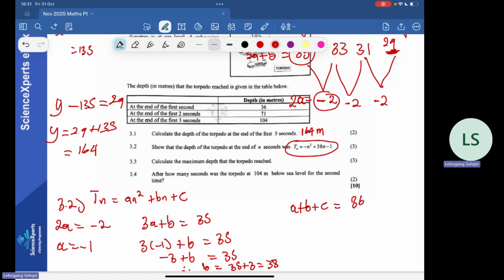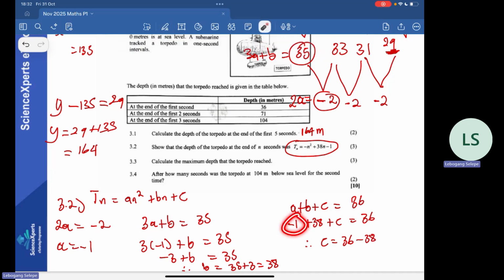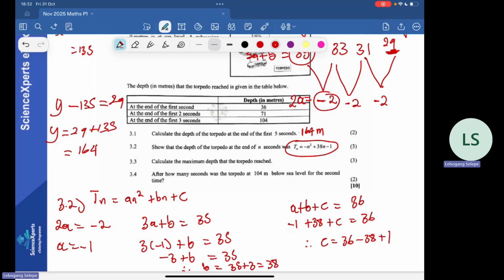What is our A value? -1. B is 38, plus C is what we're looking for. This should give us 36. So C is going to be equal to 36. When I transpose this 38 to the other side, it's going to be minus 38. This -1, when I transpose it, is going to be plus 1. So this is basically 37 minus 38, which is -1.